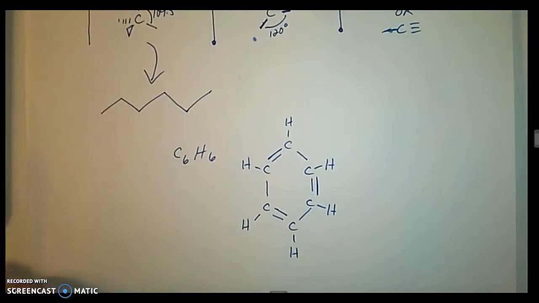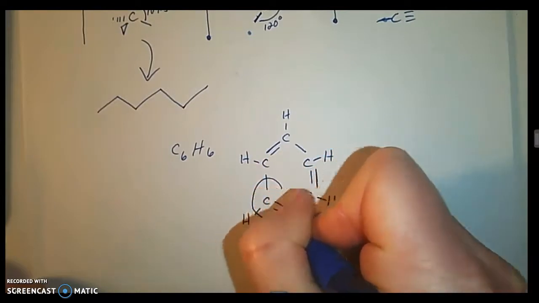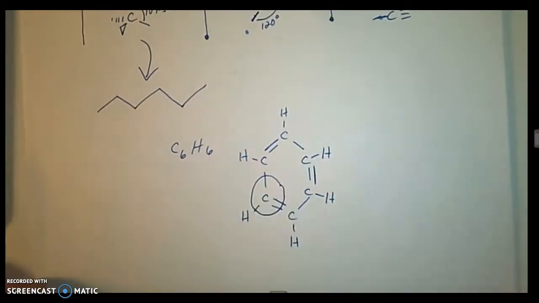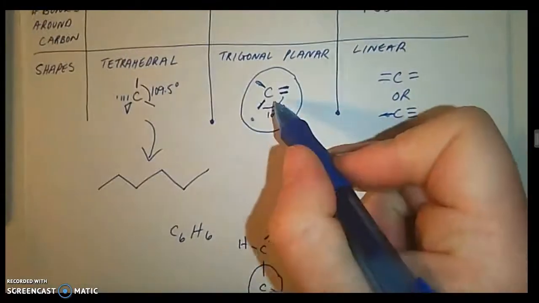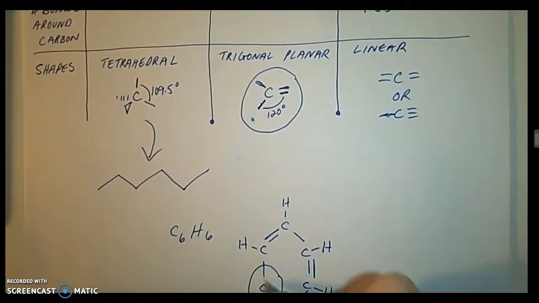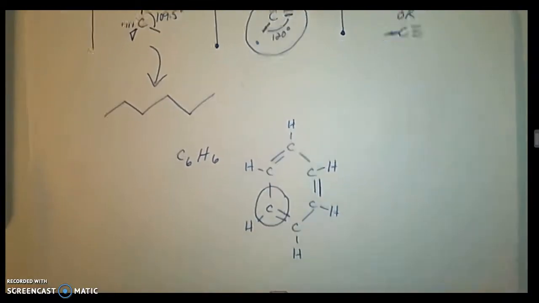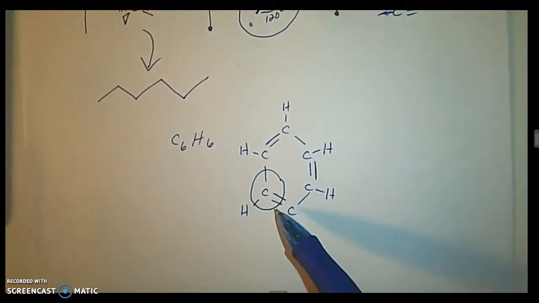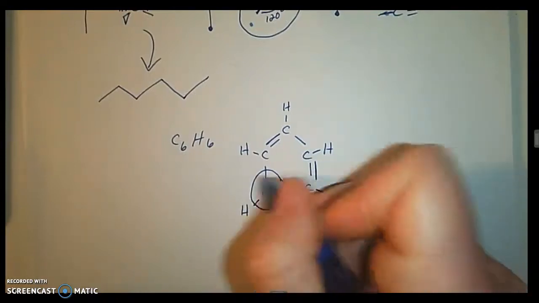Okay, now you'll notice that if I focus in on just one of my carbon atoms, it's this in my table up here. Okay, so each carbon atom is trigonal planar. It basically has 3 bonding pairs, 2 single bonds and a double bond. Okay, now the next thing I want to talk about is how the orbitals on carbon create that shape.